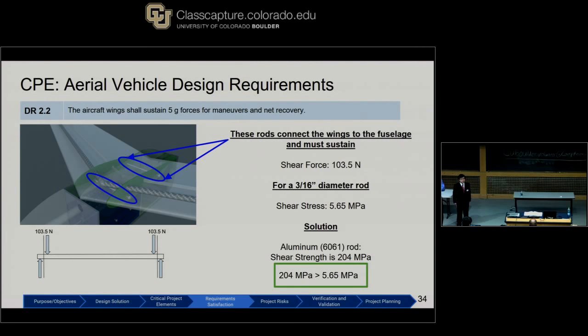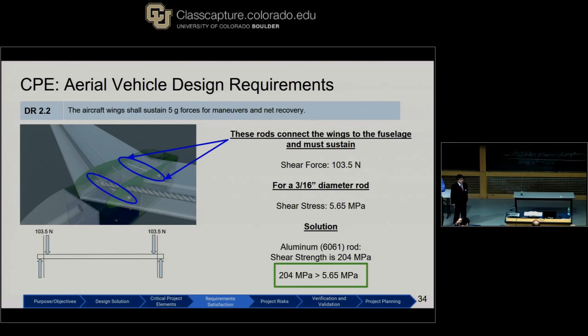Derived requirement 2.2: the aircraft wing shall sustain 5G forces for maneuvers and net recovery. What's circled here in blue is the rod that connects the wings to the fuselage, and this was done because the wings need to be removed from the aircraft for transportation of the aircraft. What's shown here is the wing rib, and that's what's actually connecting the two via the rod. And then here's a free body diagram below.